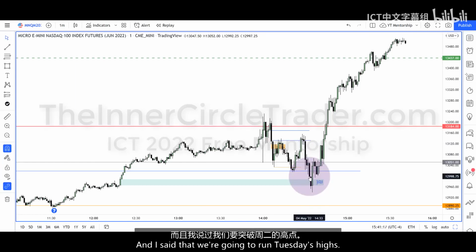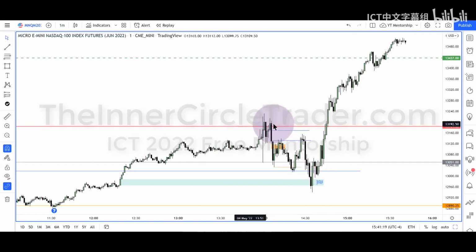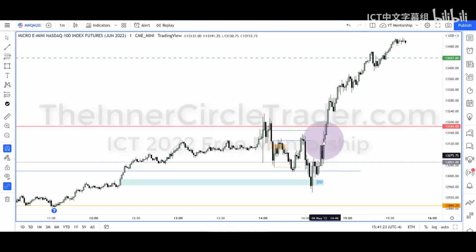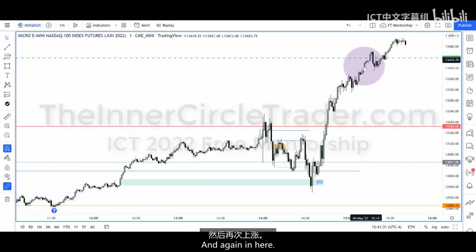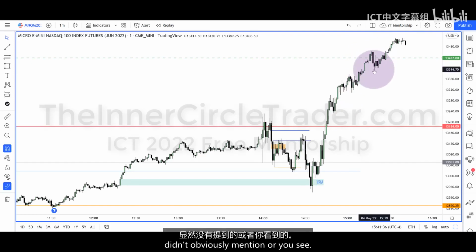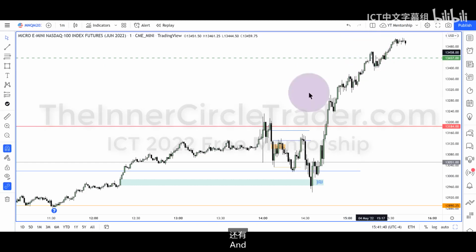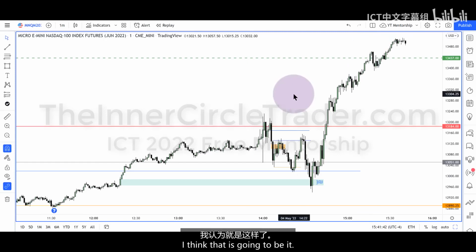And I said that we were going to run Tuesday's highs. Not sweep them like this. It's going to run them. Okay, so we ran right over top of them here. So it rallies up, comes back down in, retracement, rallies again, small little imbalance. You can be a buyer there, rallies. And again in here, this is one that I didn't obviously mention or see because I stopped the recording as it ran through here on our objective. Okay, and I think that is going to be it.